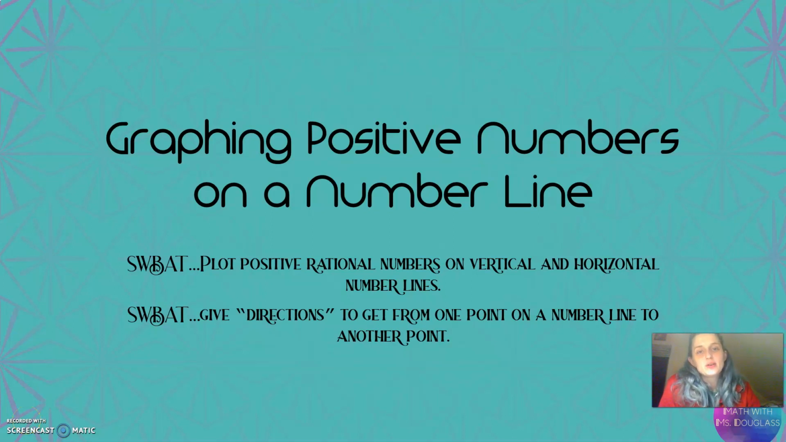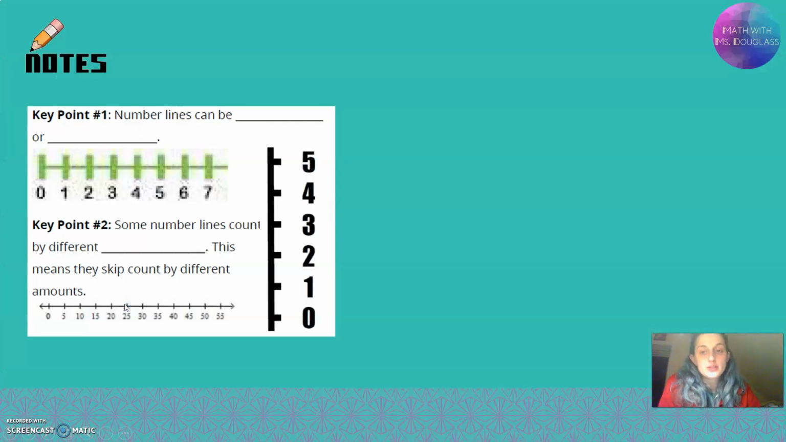Mathematicians, let's review how to graph positive numbers on a number line. Number lines can be either horizontal, which goes this way, or vertical, which goes up and down.